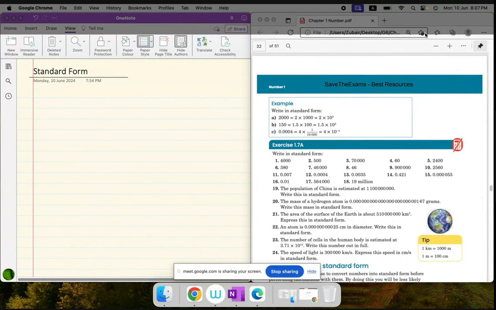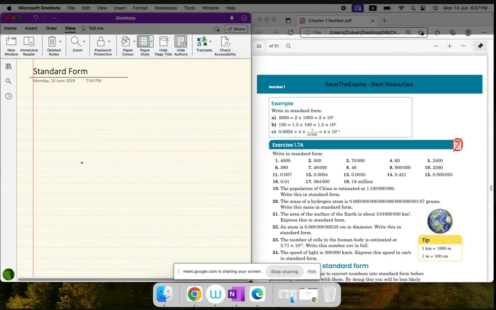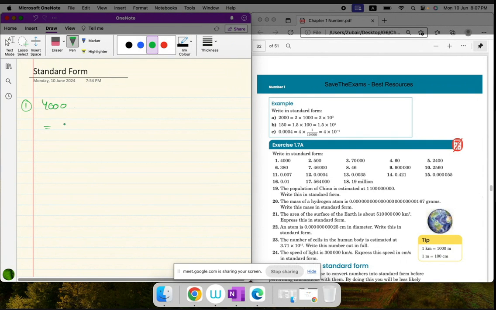In standard form, the basic thing is we write the first digit, and it has to be a non-zero digit. And we put a decimal, and then we adjust the zeros with a power of 10. For example, I see the first number as 4000. To convert it into standard form, I have to write the first digit, then a decimal. So 4000 with this decimal made it 4, so I'll adjust it with 10 raised to the power 3.